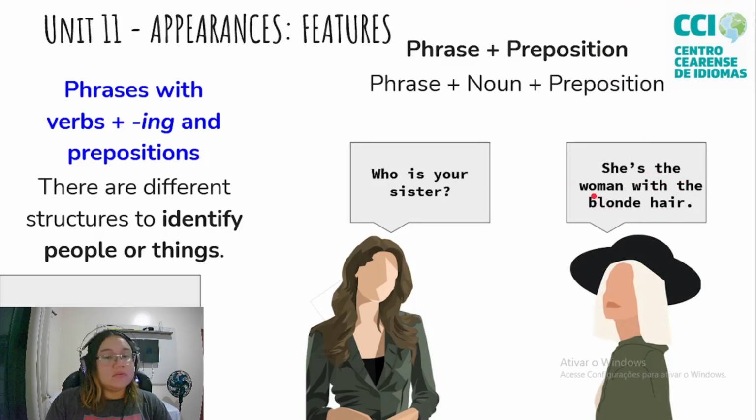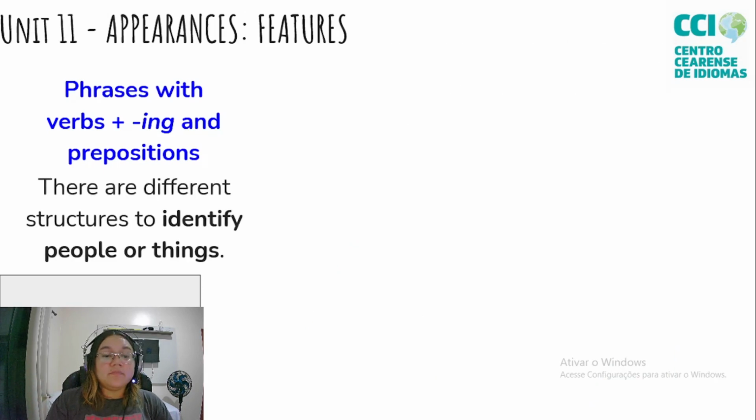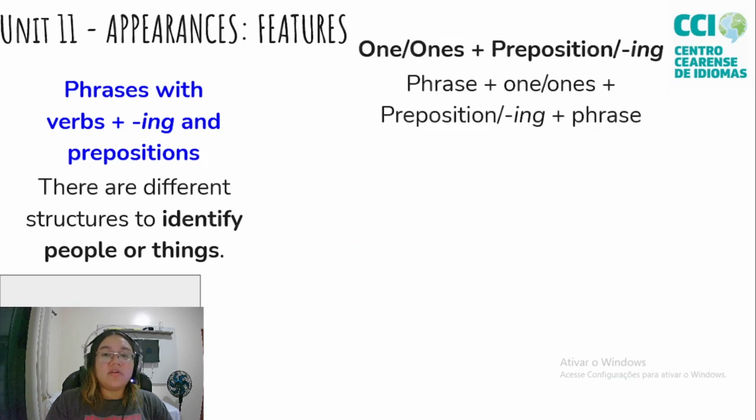She's the woman, the phrase stays the same. But instead of adding a verb and the ing form, we just add a preposition. The preposition is with. She's the woman with the blonde hair, right? The blonde hair is the physical characteristic.